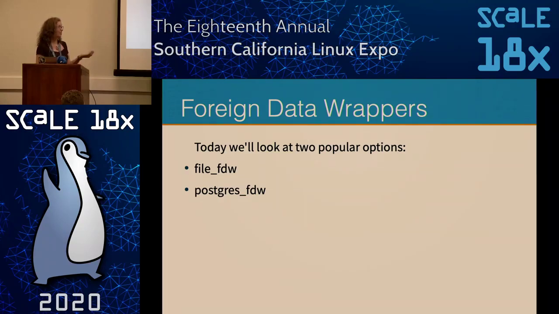Okay, so today we're going to look at two popular options. The file foreign data wrapper, which is for accessing resources on your local host, and the Postgres foreign data wrapper, which is for accessing data in other Postgres databases. I am not using foreign data wrappers in production currently. I'm making heavy use of the file foreign data wrapper for some analytics tasks, and I use the Postgres foreign data wrapper for a lot of personal projects.